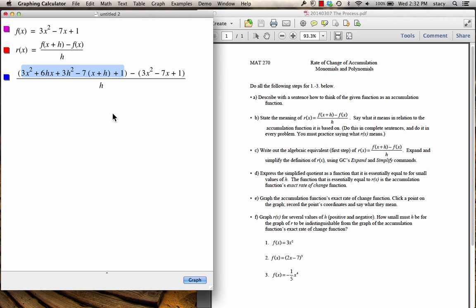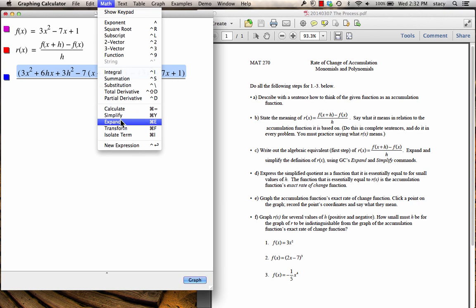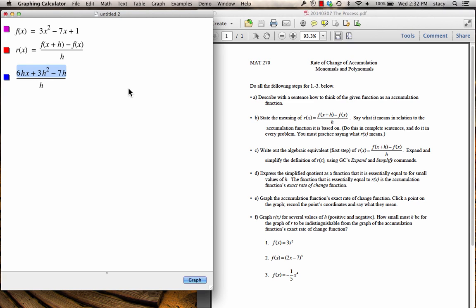I can select more of the terms if I want to and ask it to simplify, so that only removed some parentheses because notice that I haven't expanded this out yet. So let me go ahead and select everything and ask it to expand. Whoops. Okay, well, I guess I just jumped the gun. So the point is graphing calculator will do a lot of simplification for you.